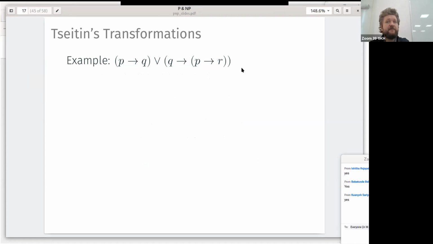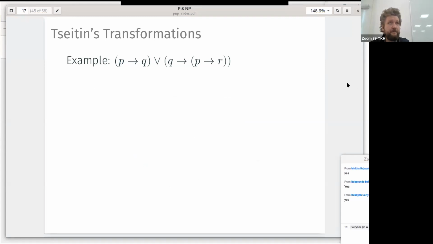Is there a satisfying assignment for that? Yes. Well, it is a disjunction. So if you want to satisfy it, you have only to satisfy one. And here you have an implication. Again, it's always satisfiable. So it's not P or Q. If you make Q true, you satisfy everything.